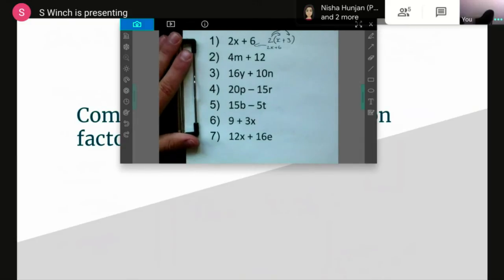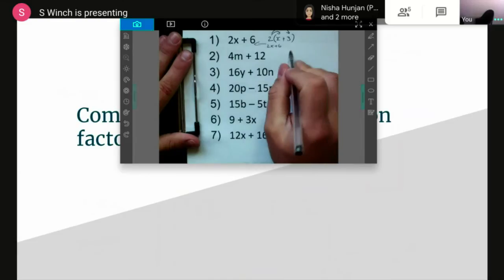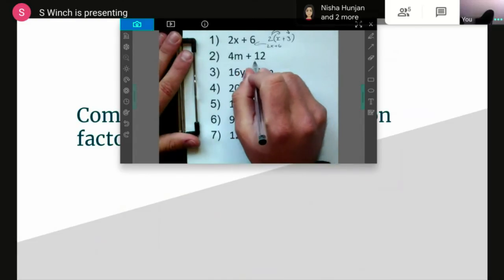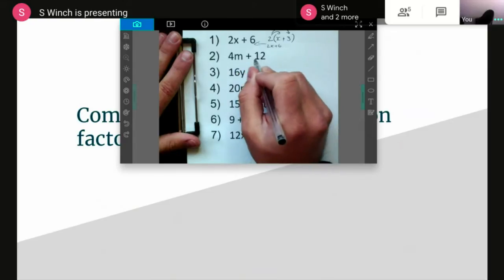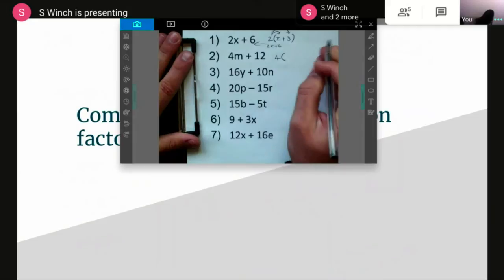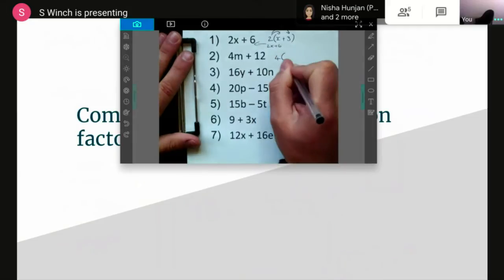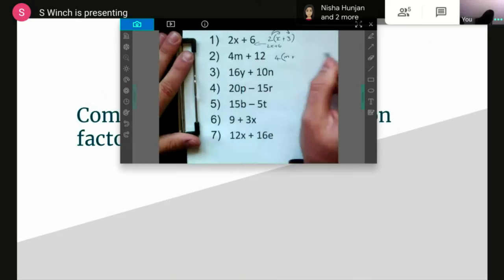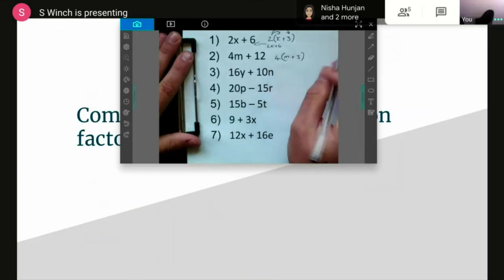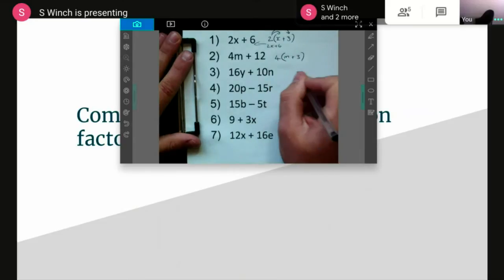Okay, 4m plus 12. So what's the highest common factor of 4m and 12? There's no other algebraic terms or any letters that we can use, but we can use the 4 and the 12. Highest common factor, of course, would just be 4. What do I times 4 by to get to 4m? Just m. And we're going to do 12 divided by 4 to give us plus 3. And again, if we were to work backwards, we would get 4m plus 12.